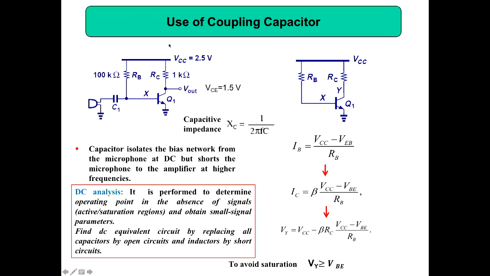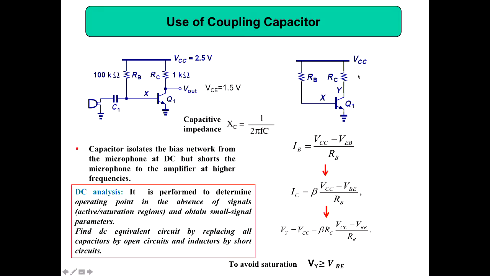Then you will do the first step, DC analysis. DC analysis means just removing the signal. If you have a capacitor, treat it as open; if you have an inductor, short circuit. Then you will be finding all the parameters. You will vary this RB and RC, write down the equation, and find VY, and then make sure that this condition is met. That you do by varying RB and RC.